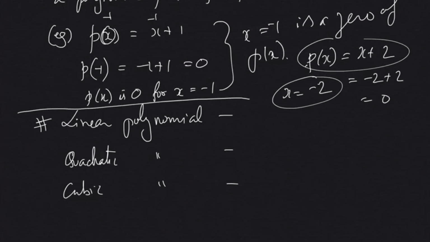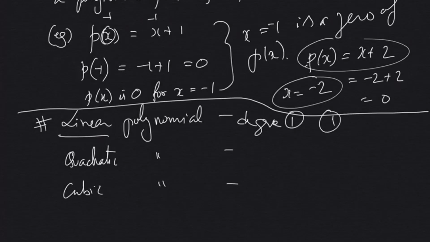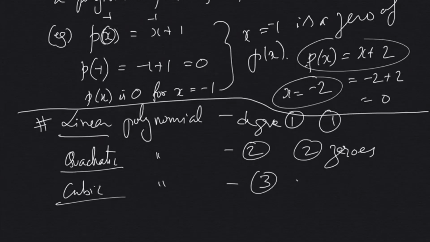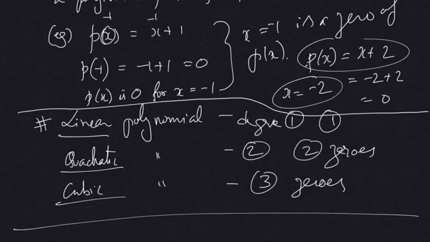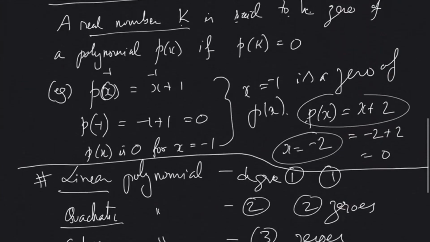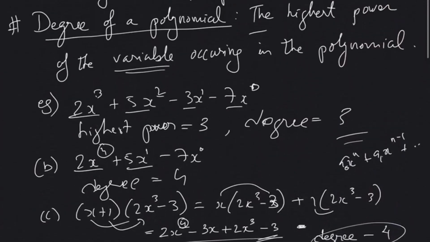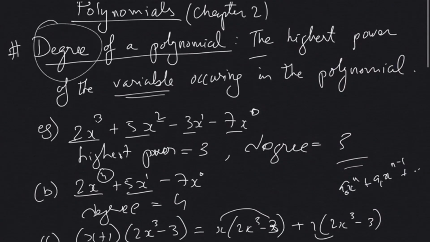Now, depending on the degree of the polynomial, each polynomial will have a maximum number of zeros. That is, for a linear polynomial, that is of degree 1, it can have a maximum of 1 zero. For a quadratic polynomial that is of degree 2, it can have a maximum of 2 zeros. For a cubic polynomial, it can have a maximum of 3 zeros.